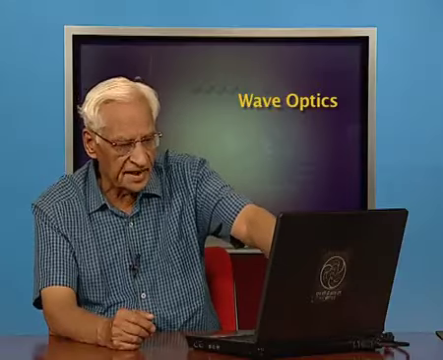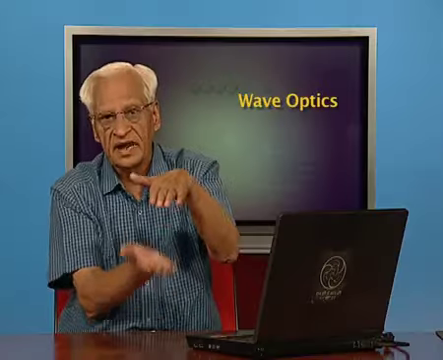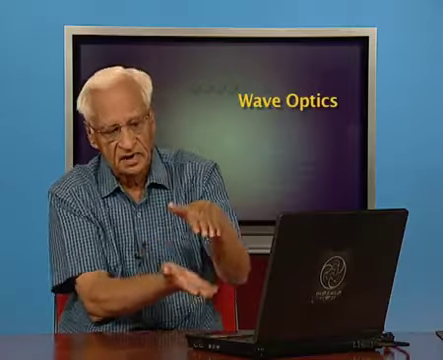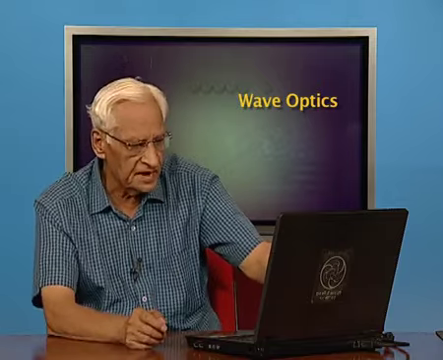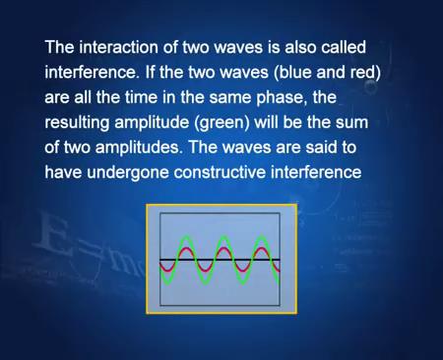Now, I have taken a special case in which the two waves are of the same amplitude and they are in the same phase, this blue and red. So, what happens? At each point, the displacement is the sum, that is the amplitude of this wave is twice the amplitude of each of those waves. The amplitudes get added, the displacement at each point gets added. So, the waves are said to have undergone constructive interference. If the amplitude increases, then we say that the waves have undergone constructive interference.